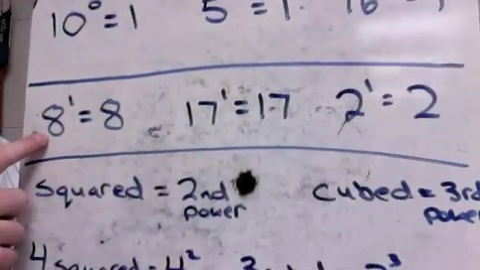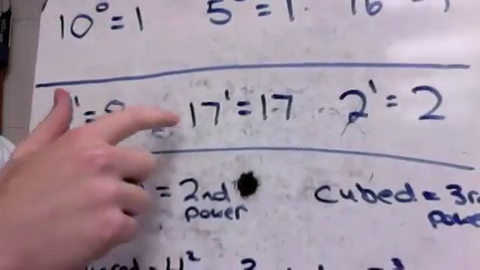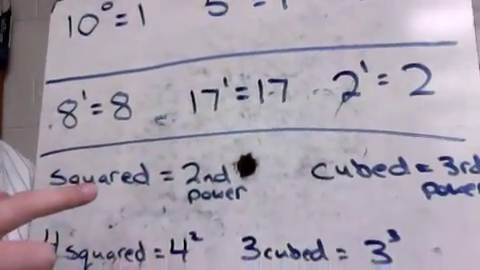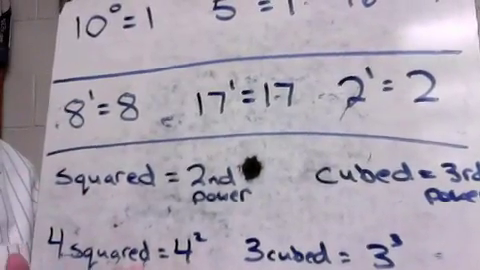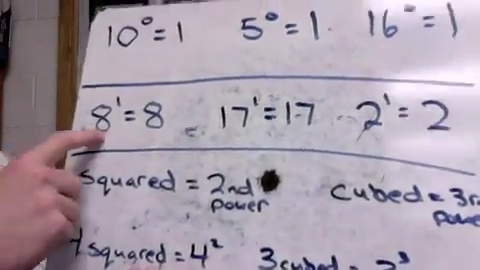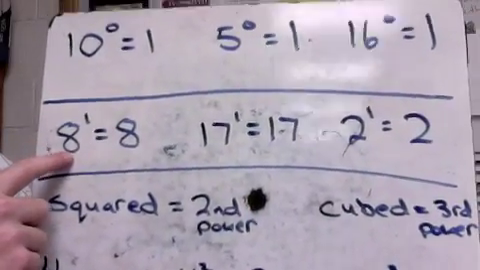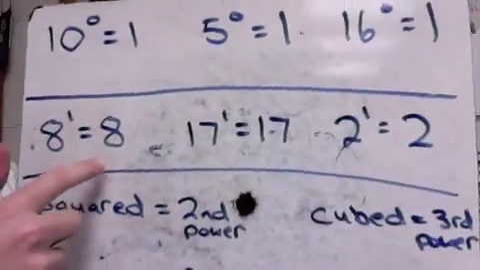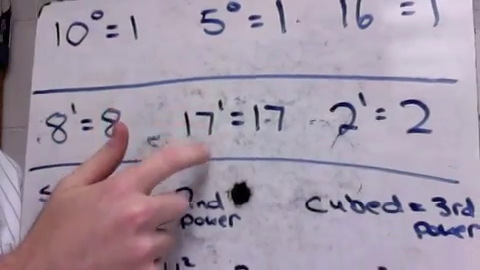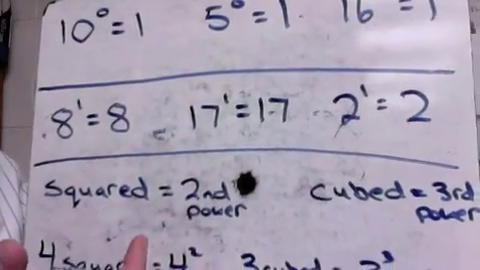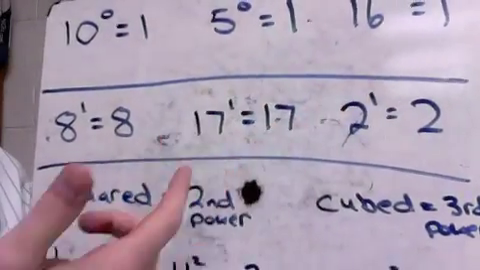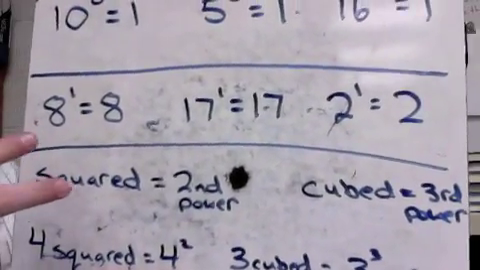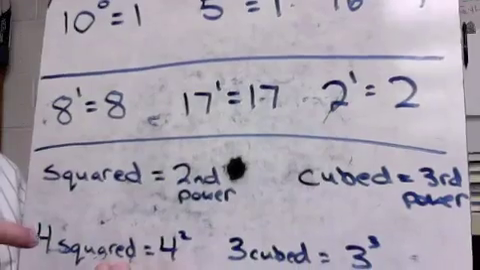Now, on the flip side down here, 8 to the 1st power, 17 to the 1st power, 2 to the 1st power. Anything to the 1st power is going to be itself. That's pretty self-explanatory. We've got 8, that's the base, and we only have one of them. So if we only have 1 8, the answer is going to be 8. 17 to the 1st, we only have 1 17. That should be self-explanatory. 2 to the 1st, we only have 1 2, so it's going to end up being 2.